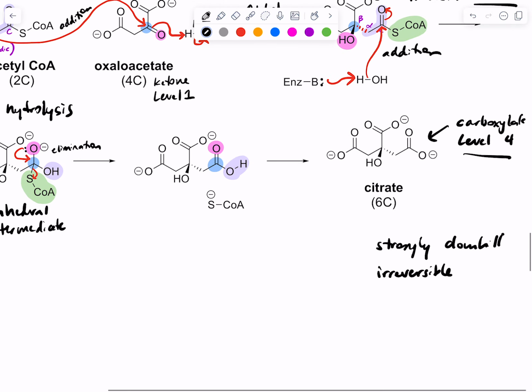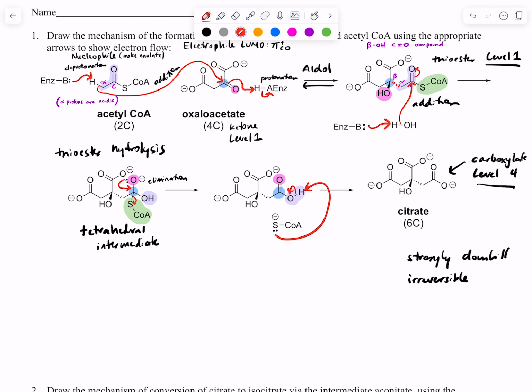Lastly, to get to citrate, this one's easy. You just need to deprotonate the acid. Okay, so now I'm hopeful that you're seeing why we spent time talking about these reactions before, because now you're seeing that they're used all the time in nature. Questions about how that happened, or what went on?